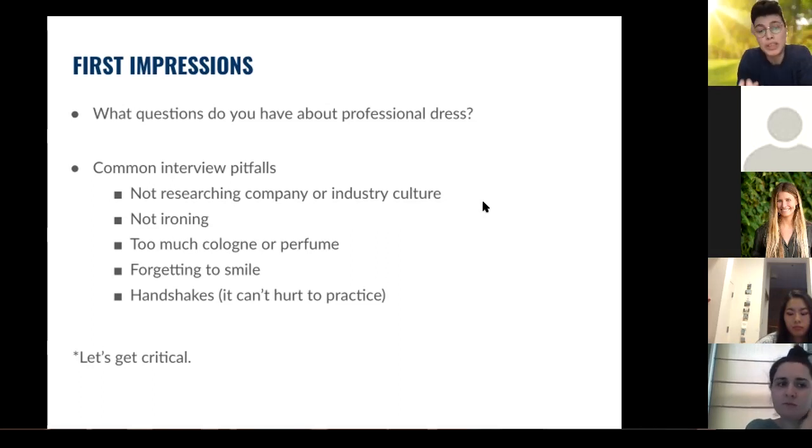In person, something that has been noted by employers is too much cologne or perfume. It's not like we're in person right now, but if you have questions about that, it could be something that you could ask a peer or someone that you trust, to just get a sense of whether this amount is okay.